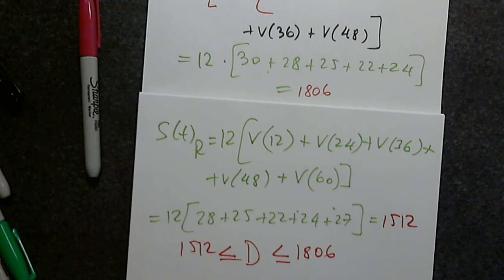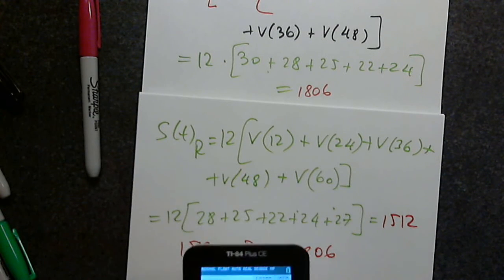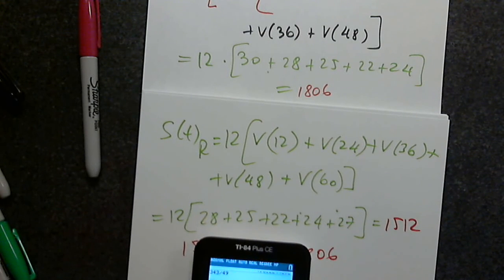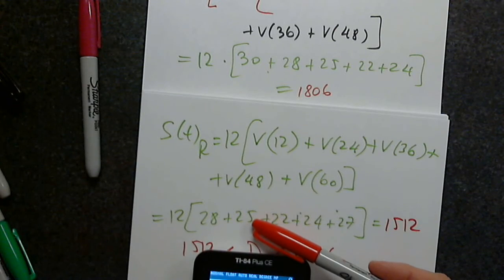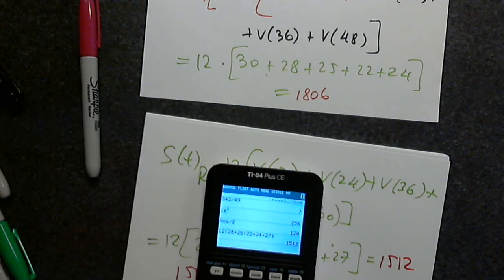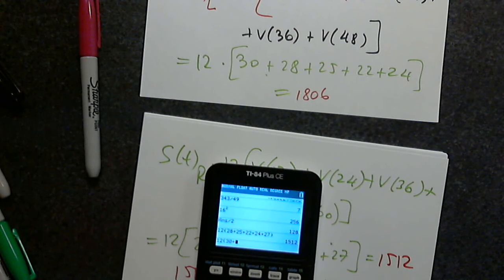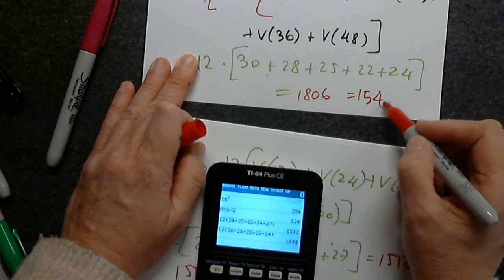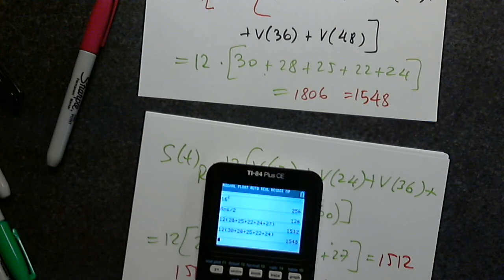About 15. Yeah, 28. Yes? Okay, it's very possible. Let me check. So 12, 28, 25, 22, 24, 27. Did I copy something else? For the first one, I didn't calculate that one. So 12 times 30, plus 28, plus 25, plus 22, plus 24. 1548. We agree with 1548? Yes.